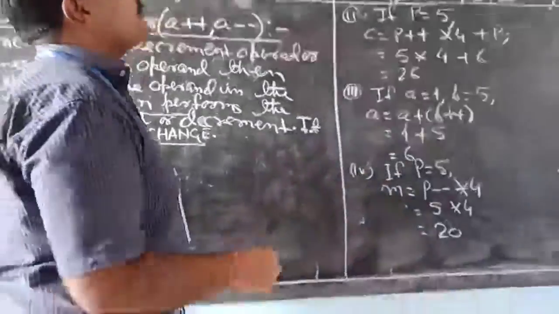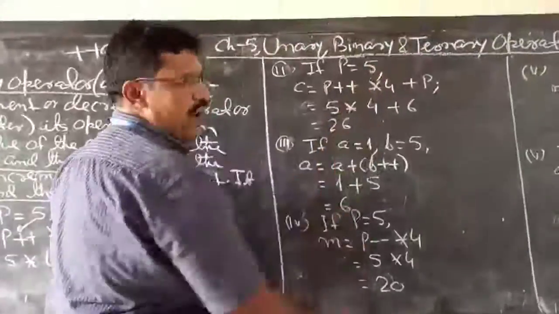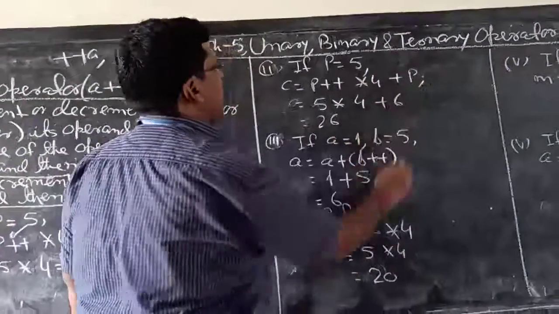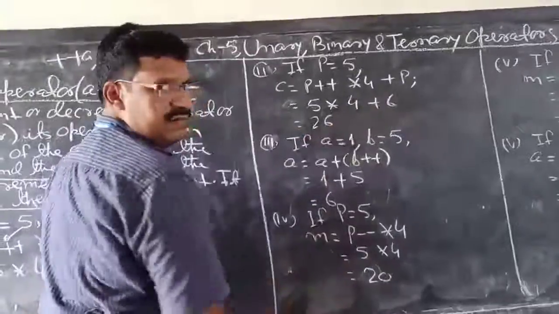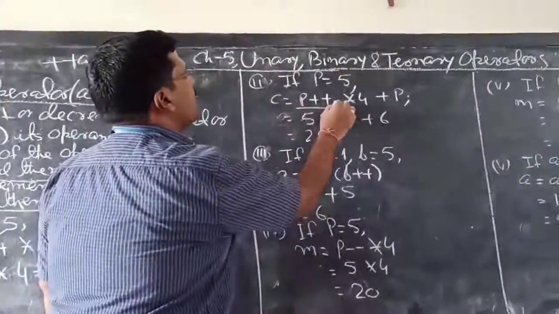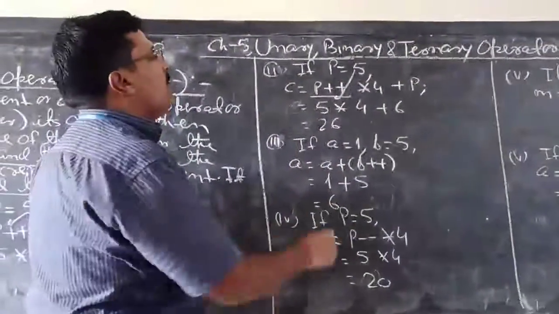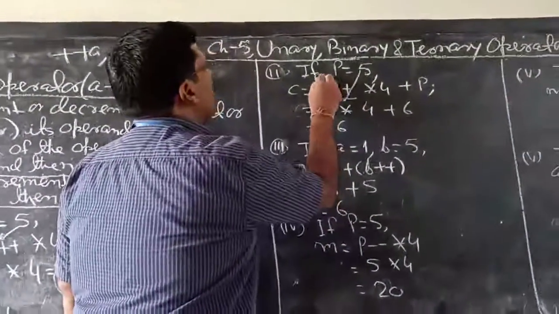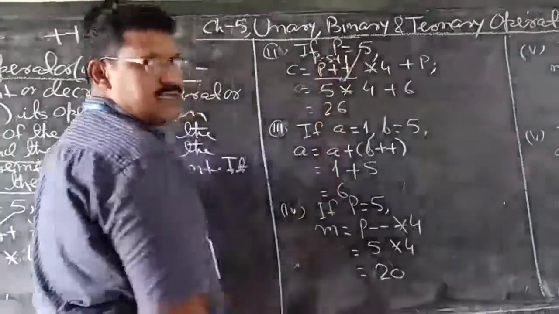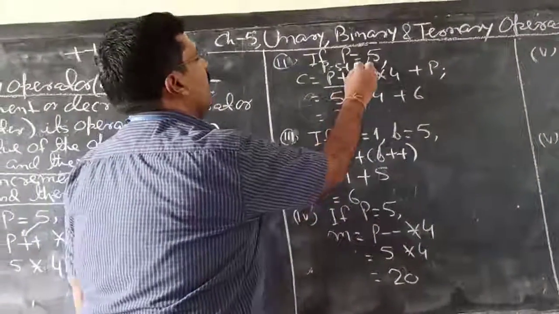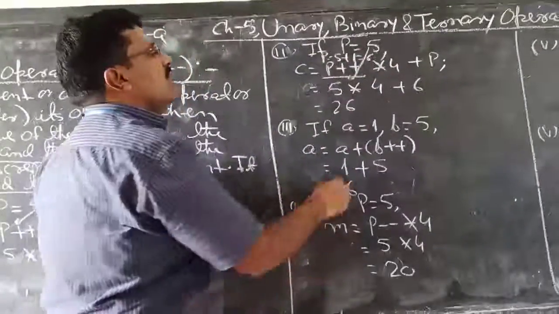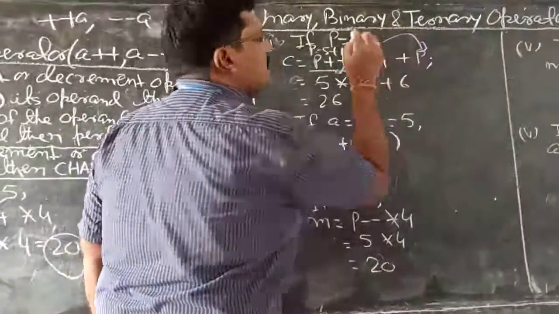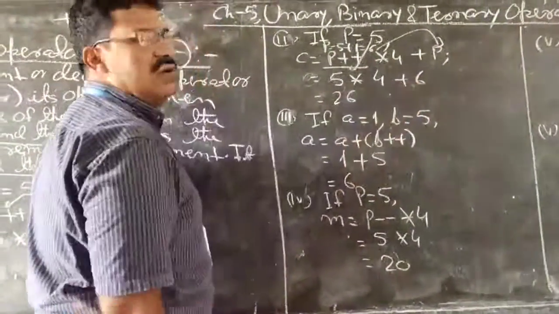Second example, just see. If p equal to 5, c equal to p++ * 4 + p. Again p is used here. Now let us see. The p++ initial value is 5 only. 5 into 4. After using the initial value here, the p value becomes 5 plus 1, 6. So into 4 plus p, this p value will be the increased value, that is 6.